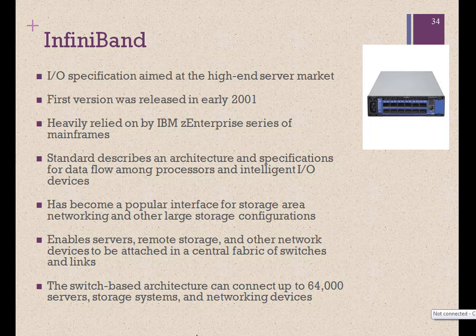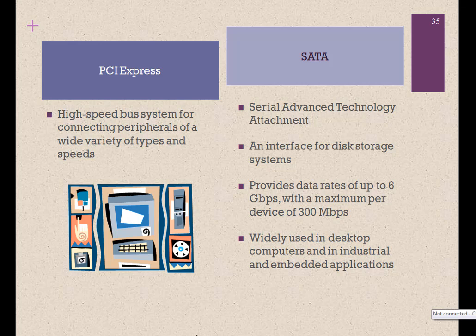This one is InfiniBand. This is an I/O specification aimed at the high-end server market, used for networking purposes. Its first version came in early 2001, made by IBM. There are some standards and specifications given, and it became more popular due to storage area networking, for enabling servers, remote storage and switching, and it connects up to 64,000 servers at a time. PCI Express is a high-speed bus system for connecting peripherals of a wide variety of types and speeds.